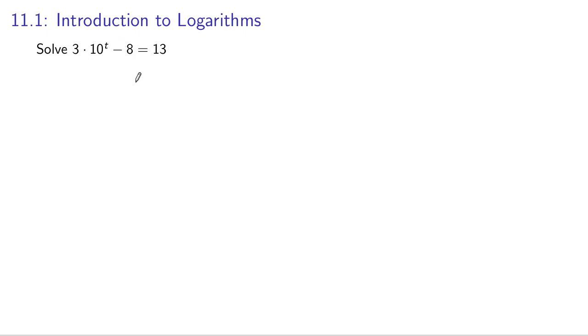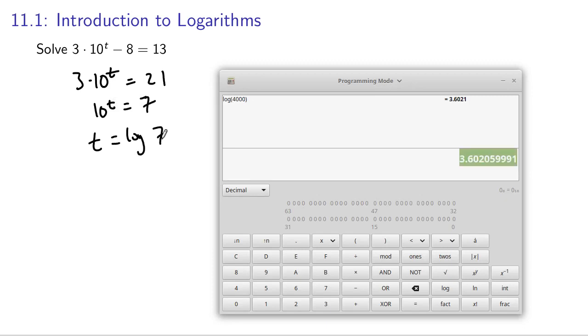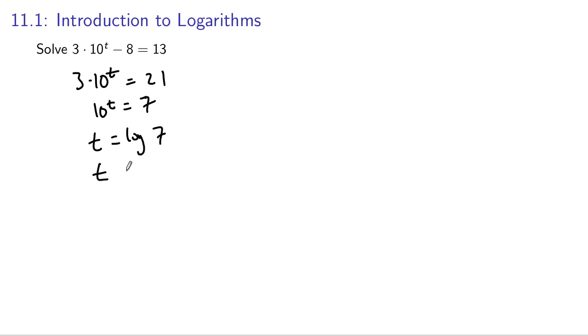3 times 10 to the t minus 8 is 13. Well, we can turn this equation into something of the form we just saw by manipulation. So we can add 8 to both sides, divide by 3. And now we have something we can just write. t is log 7. And the log of 7 should be between 0 and 1, since 7 is between 1 and 10. So we can type this into our calculator, log 7, and get 0.845, roughly. So t is about 0.845.